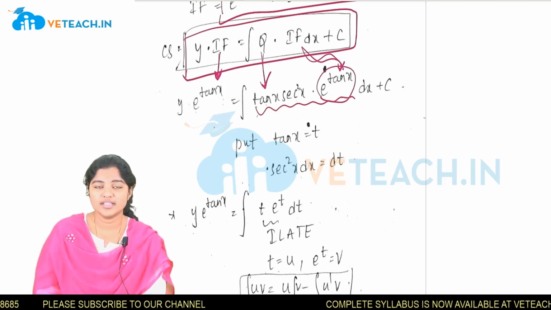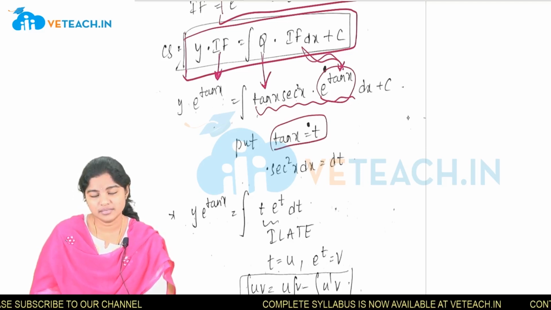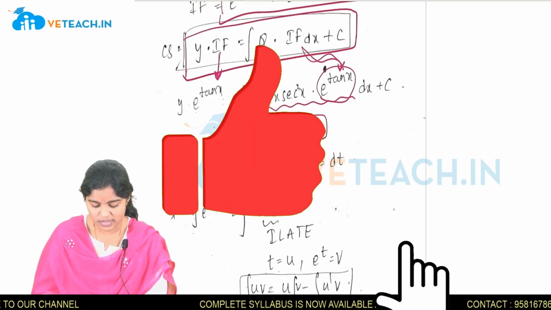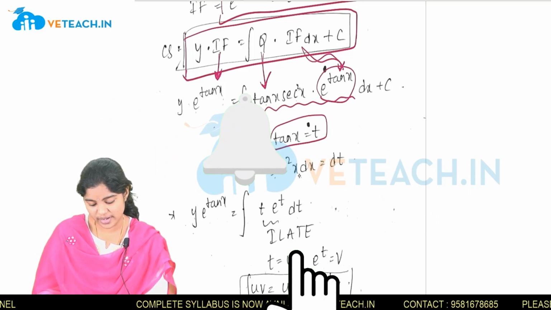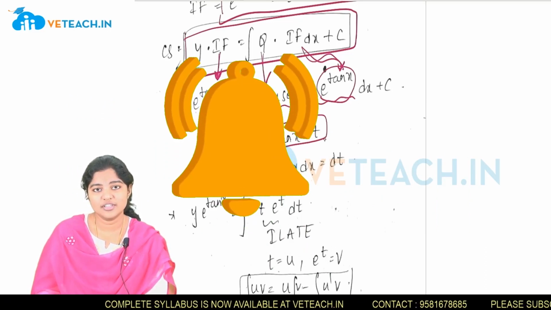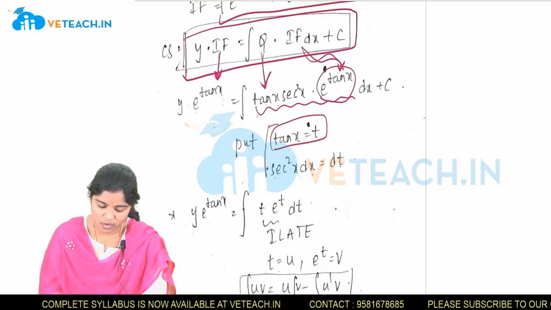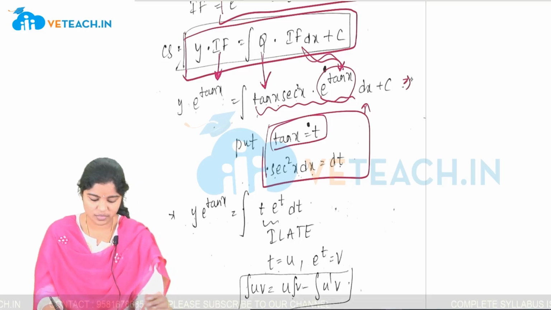So in order to make it easy, I am substituting tan x equal to t. Then I will differentiate this equation with respect to t. Then tan x in differentiation is secant square x dx, and t differentiation is dt. Now substitute both these values in the above equation. What will this equation become?